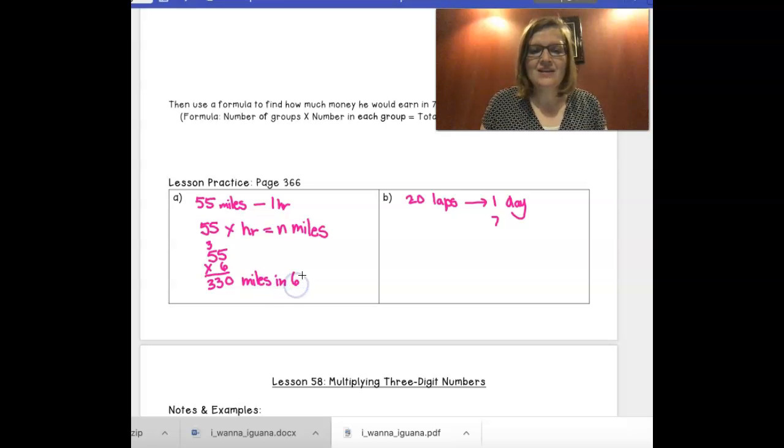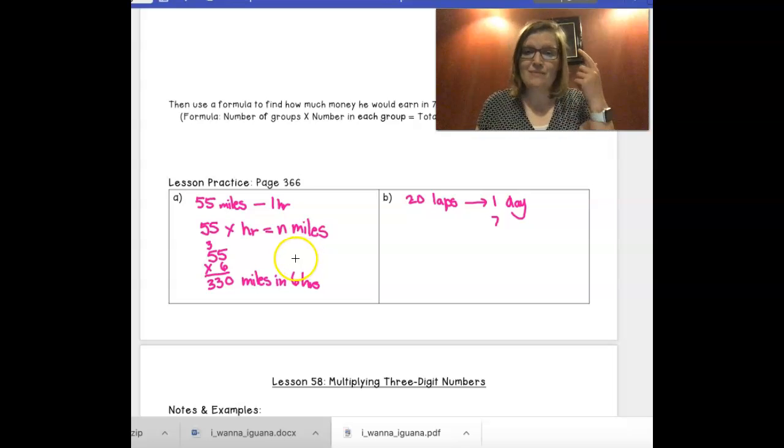I find that when I'm on a road trip, this comes in really handy when we're driving and I'm trying to figure out in my mind how long we'll be in the car before we finally get to Grandma's house, or how long we'll be in the car before we get to the place that we want to go. So you can find this will come in handy for you.